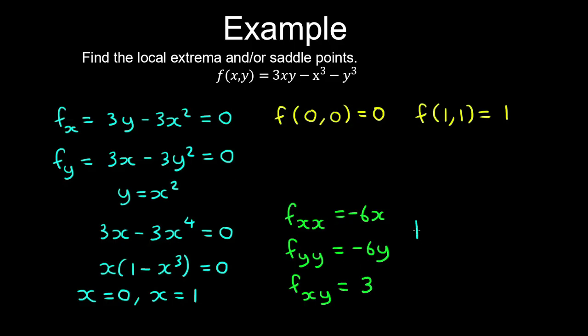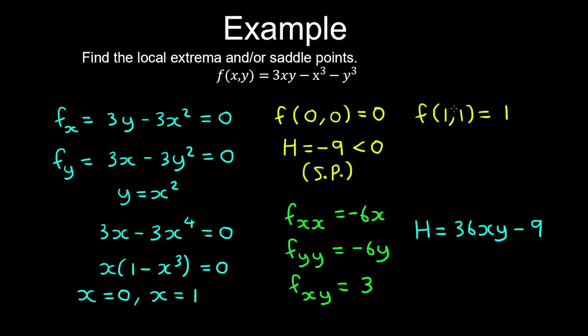So our Hessian is the product of the second order partials with respect to x and y. So we get 36xy, minus the mixed derivative squared. So at our first critical point, the Hessian is negative 9. So that's less than 0. And therefore we have a saddle point.